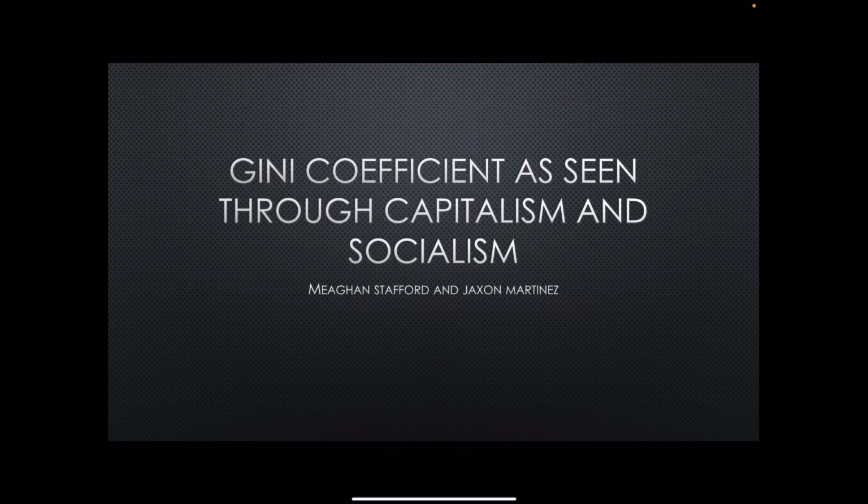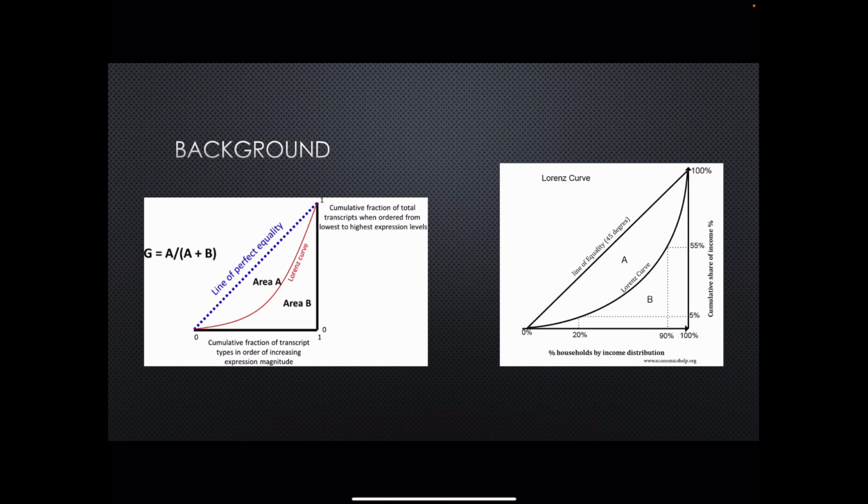So this is the Gini coefficient as seen through capitalism and socialism. So the Lorenz curve is a function. If you look on the graph to the left, it's that little red curved line right there. The curve represents the distribution of wealth or income. The input of the function, L of P, is the bottom percentage of a population. The output of the function is the percentage of total income that the bottom percentage of the population earns.